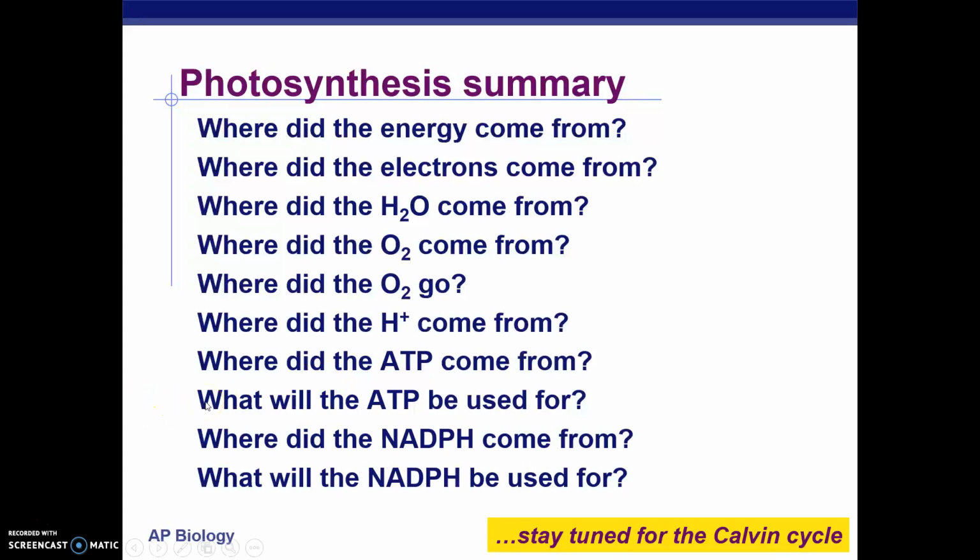What will the ATP be used for? It will be used for the Calvin cycle. Where did we get our NADPH from? It comes from the electron that gets carried by NADP plus to NADPH and then finally used in the Calvin cycle.